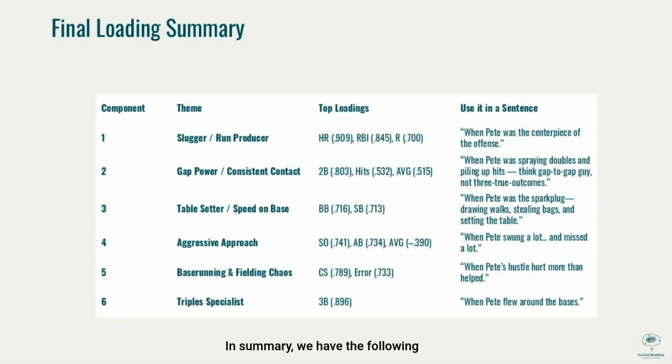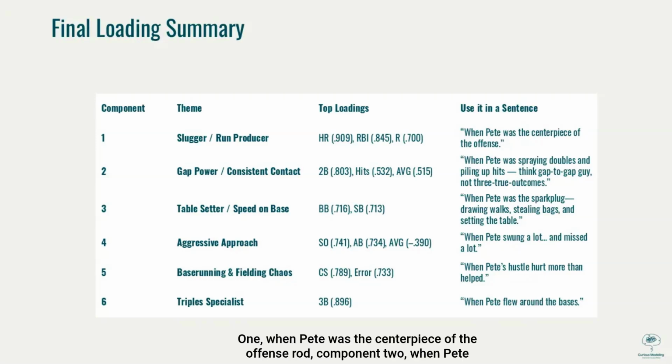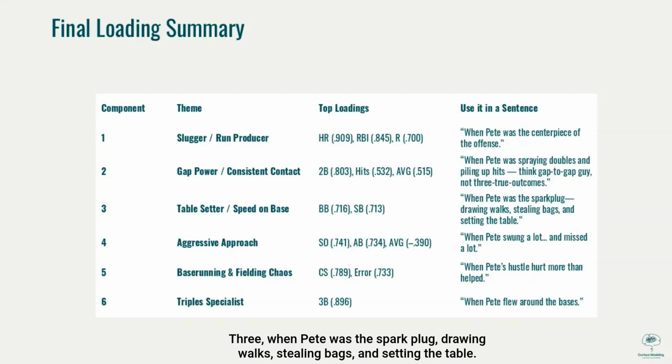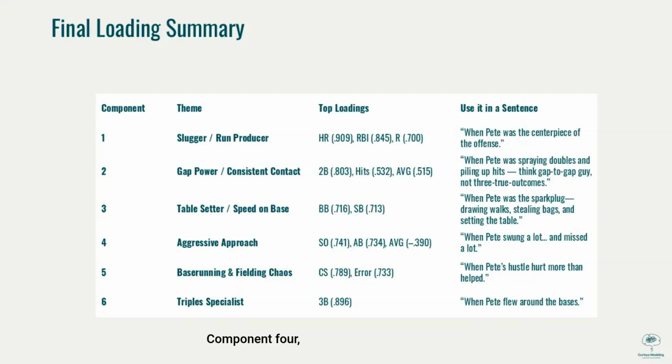In summary, we have the following. Component 1, when Pete was the centerpiece of the offense. Component 2, when Pete was spraying doubles and piling up hits, think gap-to-gap guy, not three true outcomes. Component 3, when Pete was the spark plug, drawing walks, stealing bags, and setting the table. Component 4, when Pete swung a lot and missed a lot. Component 5, when Pete's hustle hurt more than helped. Component 6, when Pete flew around the bases.